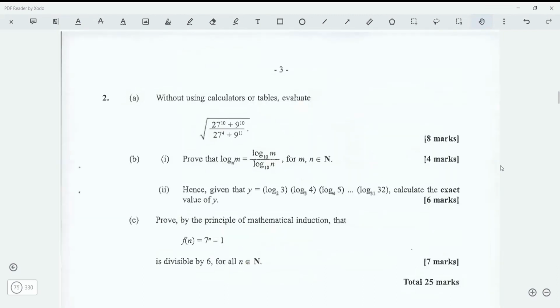Now we'll move on to question 2. Marika, it says without using a calculator or table, evaluate 27 to the 10th plus 9 to the 10 over 27 to the 4 plus 9 to the 11, all square rooted. That looks nice, doesn't it? All right, so let's take on that one now. It says evaluate.